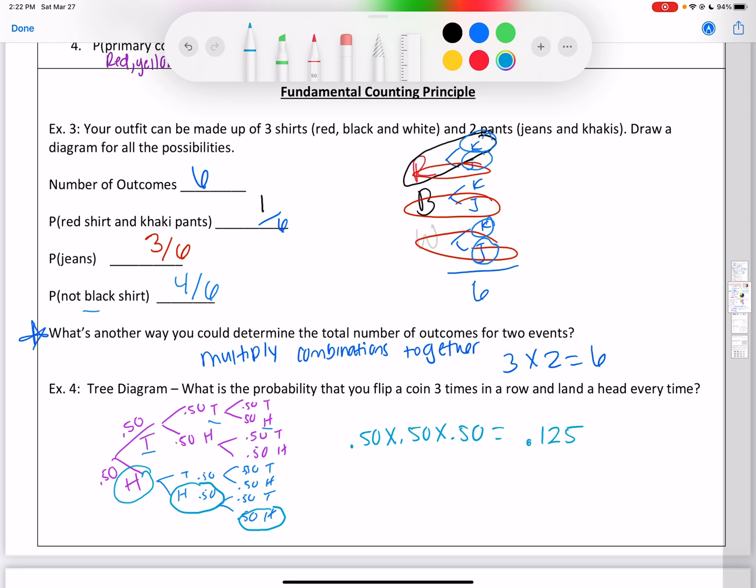So when you have a tree diagram and we're talking about specific breakdowns of problems and probabilities, you can use a tree diagram to help you see the sample space and to see the probabilities of things happening.